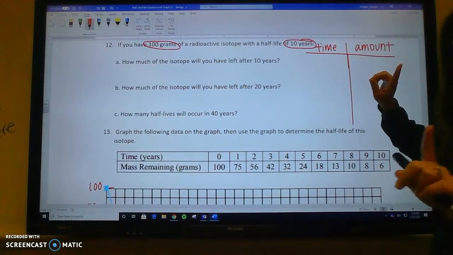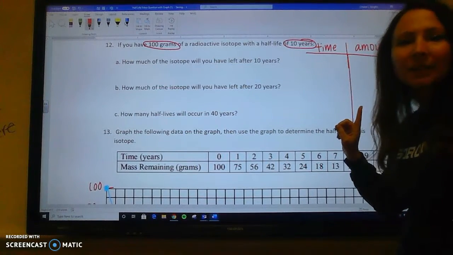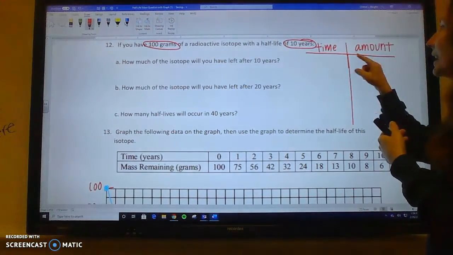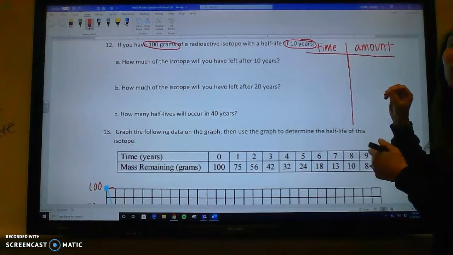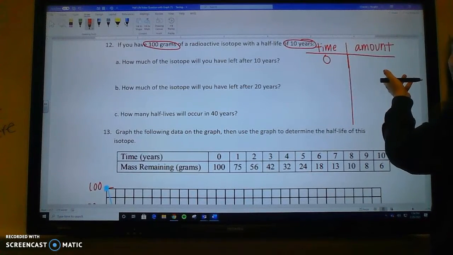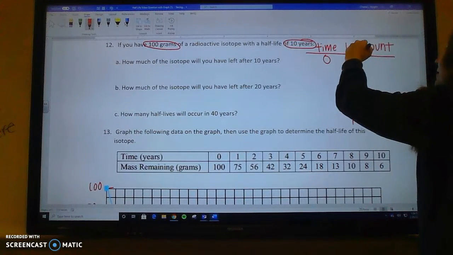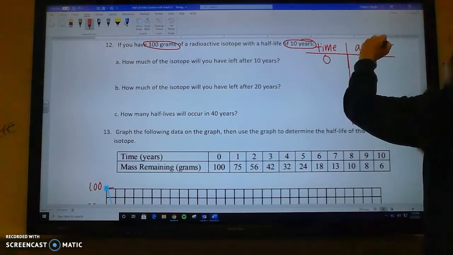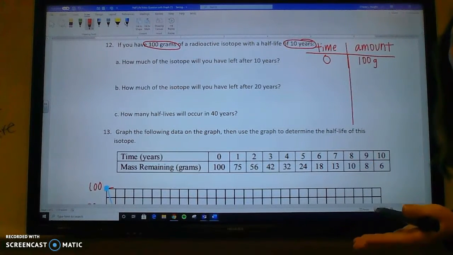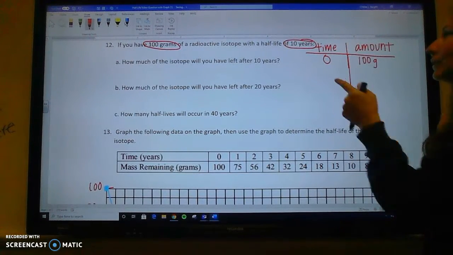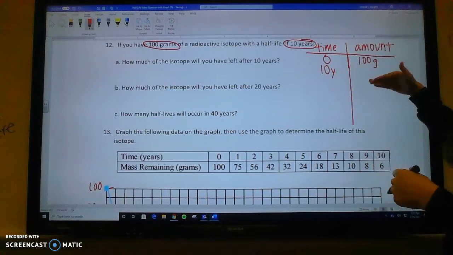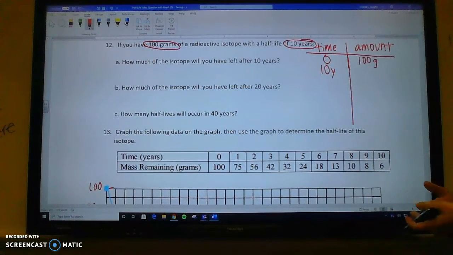So remember at the very beginning, this is the only mistake that people commonly make, and it throws them off on their chart, is the time has to start out at 0, because at the very beginning, we haven't had any time pass, and we have our starting amount. So starting amount is 100 grams, started out with 0 time. Then the first entry for the time after that is 1 half-life. It tells us that is 10 years. And then we're just going to do something to get the rest of our answers.